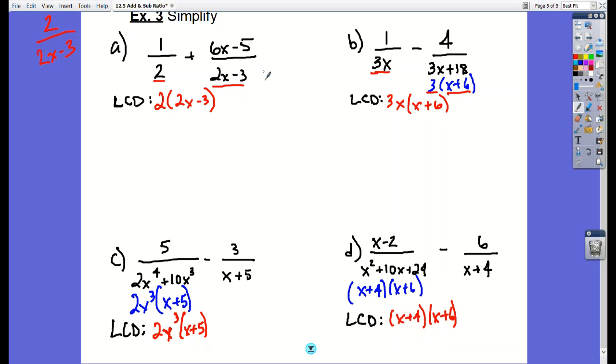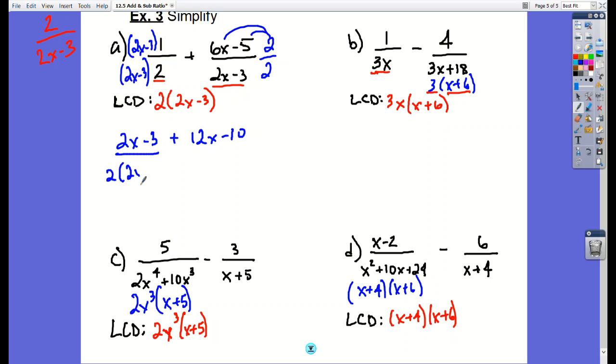So the right side is missing a 2, so we multiply that by a 2. The left side is missing a 2x minus 3, so we multiply by a 2x minus 3. And then I'm going to rewrite this problem down here, and by distributing, right, and there's nothing to distribute here, we get a 2x minus 3 plus 12x minus 10, and our denominator here is a 2 times 2x minus 3.